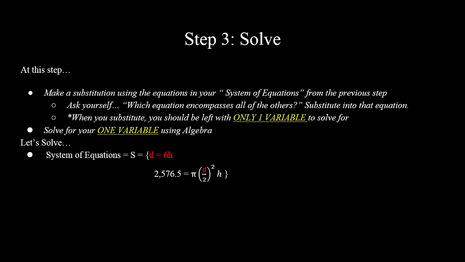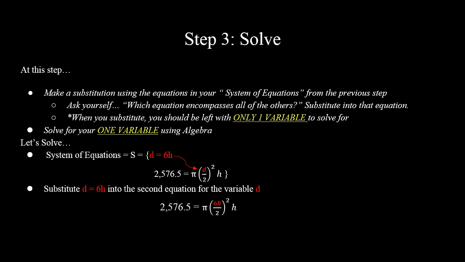So what we're going to do is take that first equation, diameter equals 6 times the height, and substitute it into the second equation. We can do that because look at our second equation. We have the variable d in there, in those parentheses. We have diameter, so we know what diameter is. Diameter equals 6 times the height. So anywhere we see a d, we can substitute in 6 times the height, 6h. So we're going to substitute d equals 6h into the second equation for the variable d.